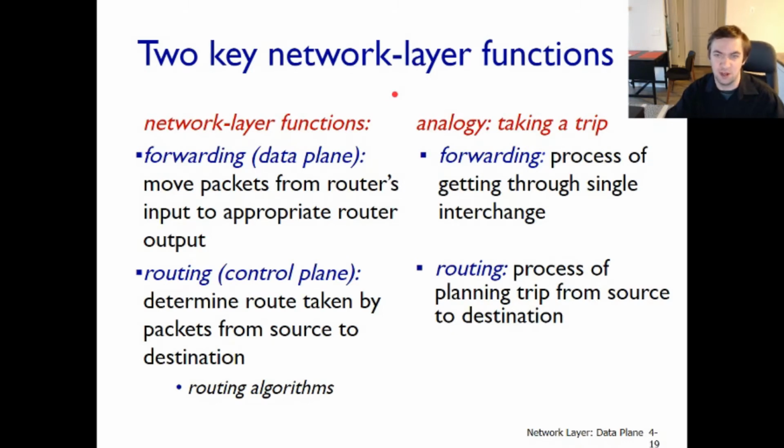Now, the network layer has two key functions. These are forwarding and routing. So forwarding is where we take packets from the router's input to the appropriate router output. So you can think of it as if you're going on a trip, getting through a single interchange. Routing, on the other hand, is managed by the control plane. So this is where you determine the route that packets should take from the source to their destination. So this is the idea of actually planning your trip from your source to your destination.